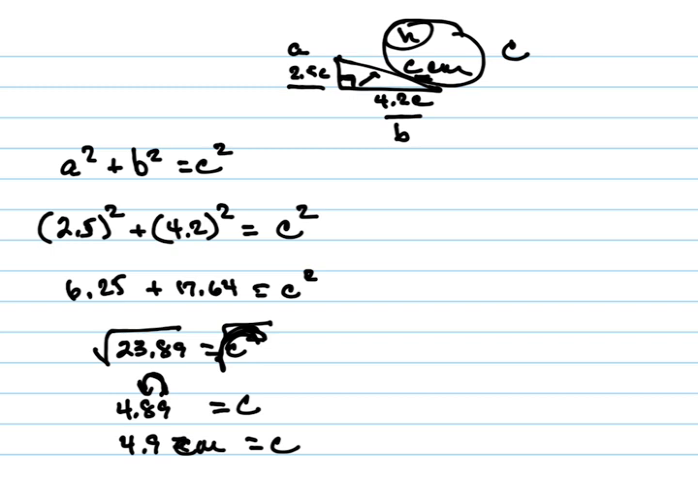Now this one didn't start out as a word problem, so it's not like the height of the tree or whatever. It's just side C, so you don't have to write out anything in words. So C is 4.9, but you do need to include the centimeters because that was the units we were looking at. Right? So pretty straightforward.